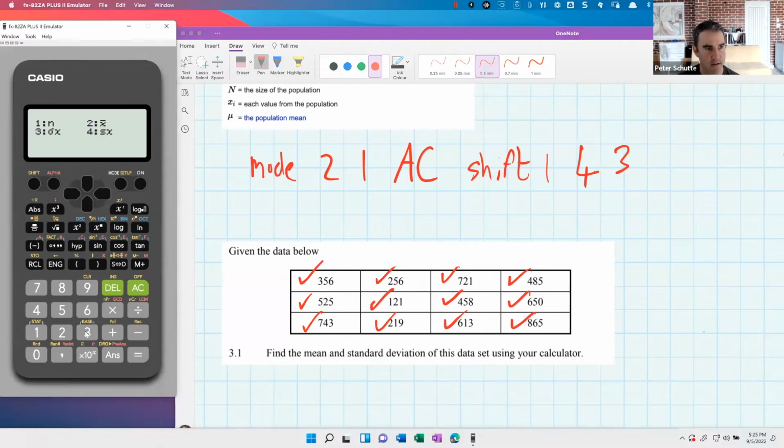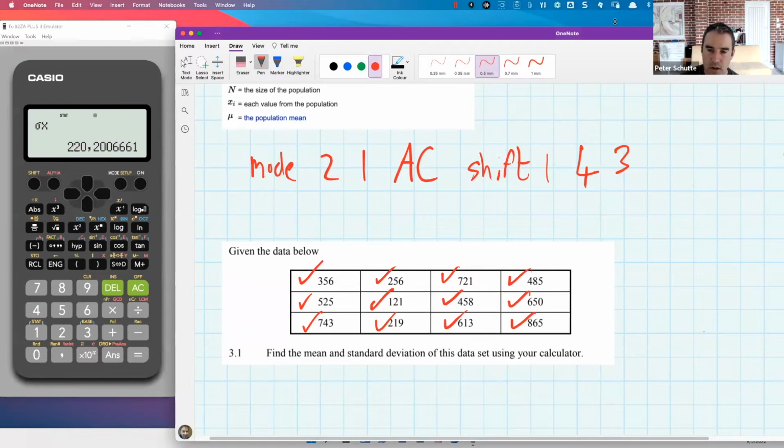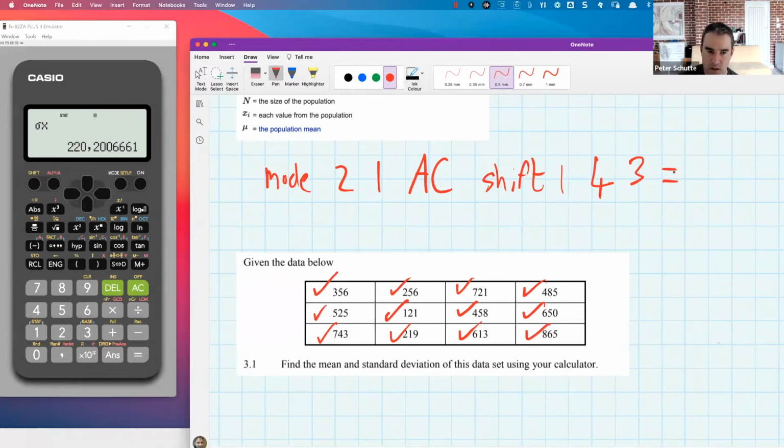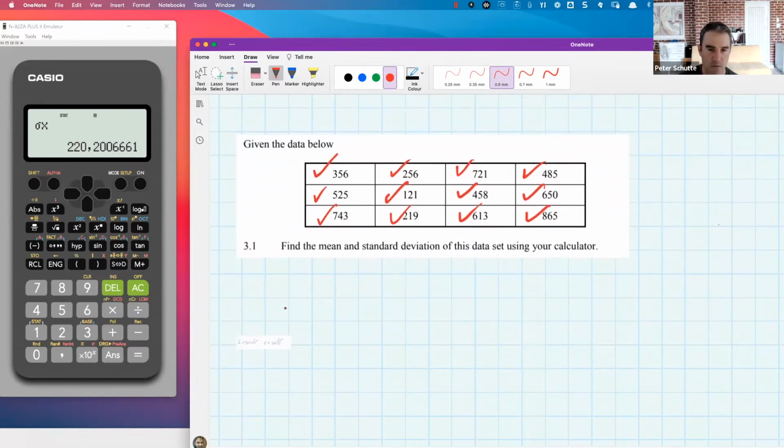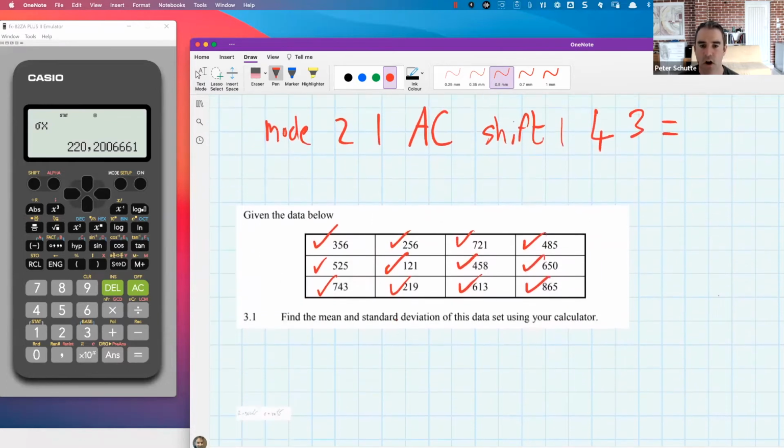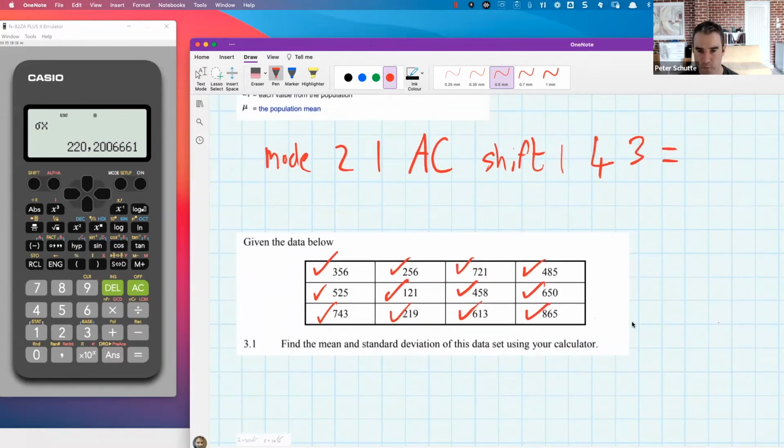So we get 3, and then I'm going to hit equals. And for some reason, my calculator is being a bit funny with its symbols, but I'll check my answer in a moment. So it's equals. Are you getting 220.20? Let's just check my answers. Yes, we are getting the right answer. Thank goodness. Okay. So I want to make sure that you guys are getting a standard deviation of 220.20.